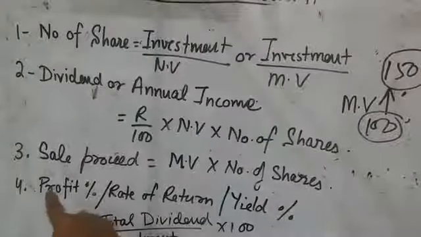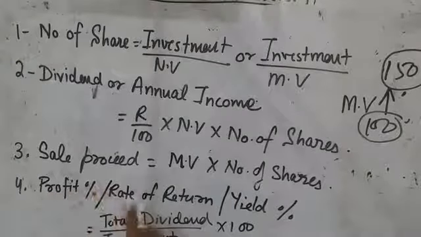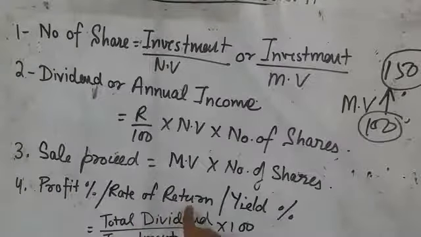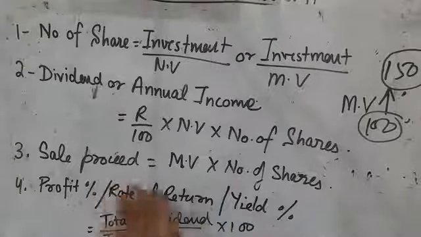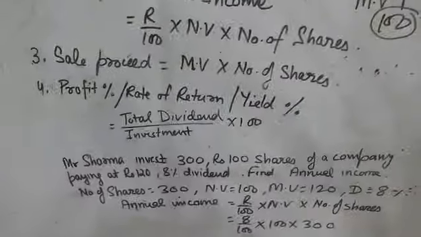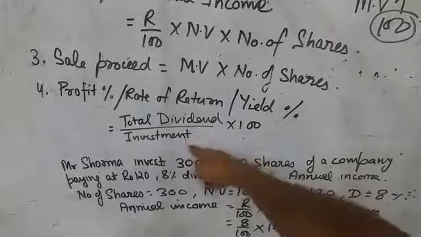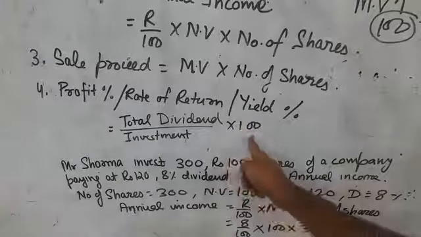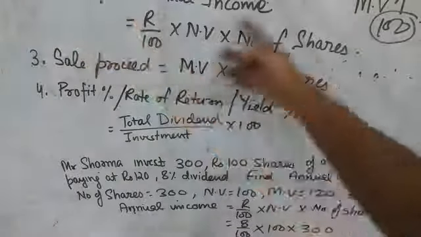So what is the overall profit percentage? That is rate of return. This is also called yield percent. Whatever term is asked, the formula is the same. It is total dividend upon investment into 100. Total dividend, this is the formula.